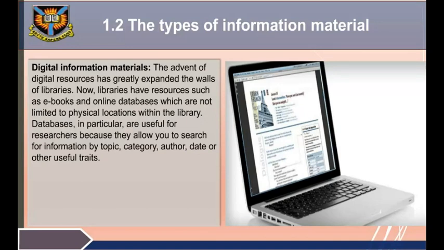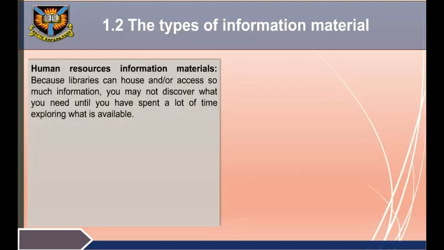The advent of digital resources has greatly expanded the walls of libraries. Now, libraries have resources such as e-books and online databases which are not limited to physical locations within the library. Databases in particular are useful for researchers because they allow you to search for information by topic, category, author, date, and other useful traits. Human resources information materials.